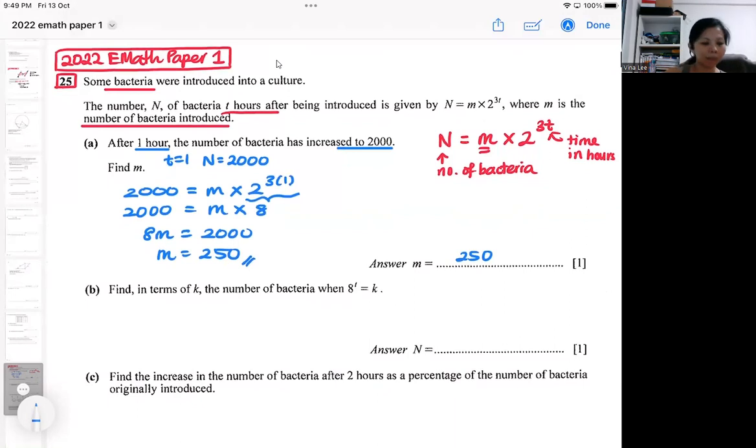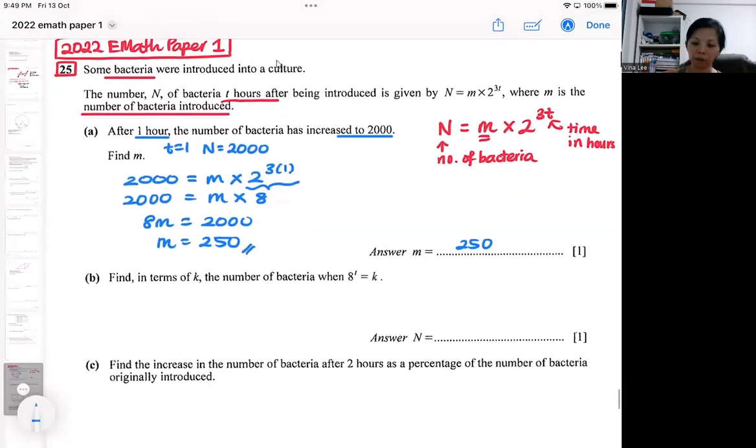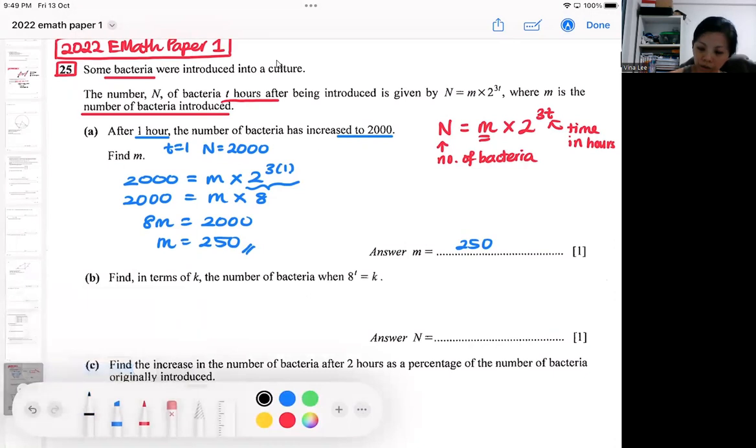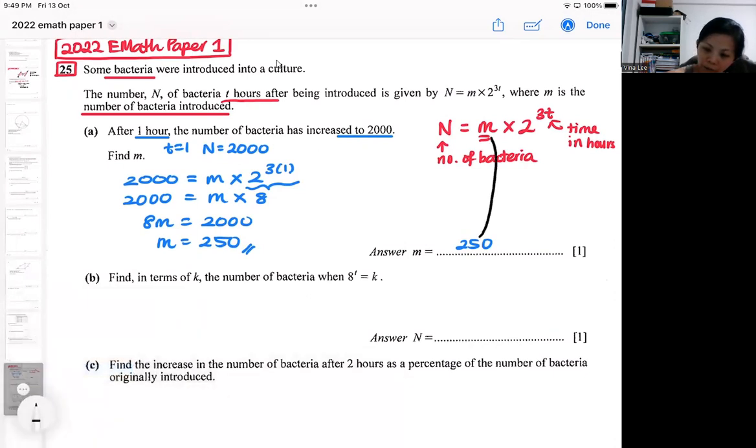Maybe part B is a little bit more difficult. Okay, so part B can be a little bit more difficult. Now with the answer in part A, and like I mentioned, this is supposed to be a constant, I'm going to put the value of M inside the formula. So my formula right now is more complete. It's 250 multiplied by 2 to the power of 3t.